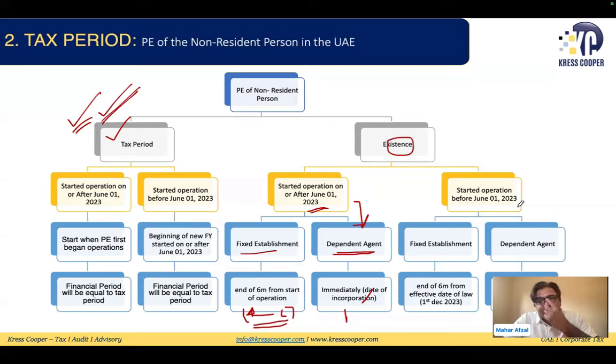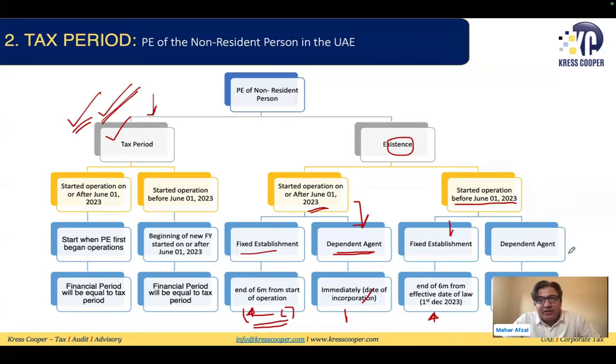In the same way, for the existence test where operation started before 1st of June 2023, for a fixed establishment, the 6 months from 1st of June 2023 onwards will be considered a performance period. From 1st of June to 1st of December 2023, we need to perform the test. We need to check whether the PE exists or not. If the PE exists, then we say yes, the PE exists. Then we need to apply this criteria to calculate the tax period and to assess the taxable income.